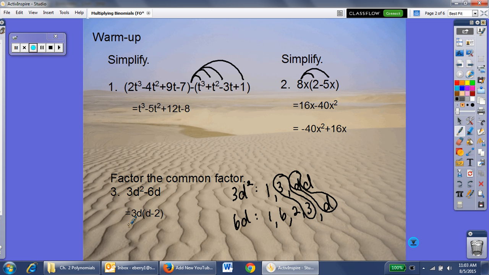So our GCF is 3d. And reverse distributing, we can see what we need to put inside the parentheses, which in the first part is a d, since this is what's left over. And then this negative 2, to give you negative 6.